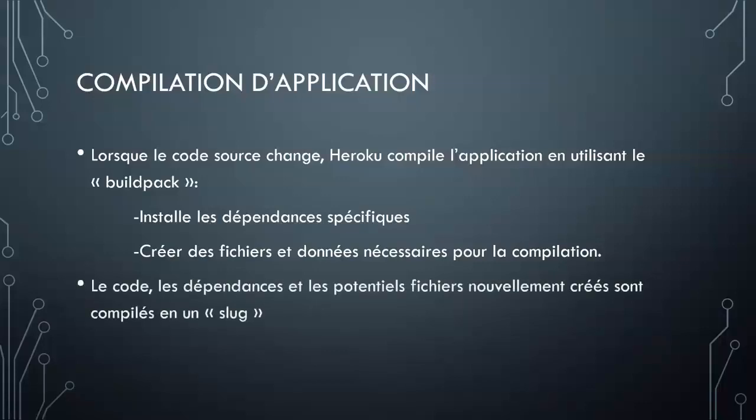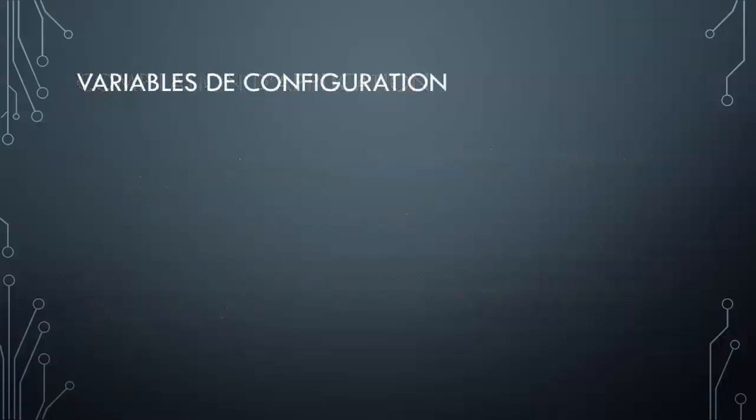After that, the build pack finishes it with a slug. When it has finished its work, it's time to inject the configuration variables. They are often identification information or environment variables. They are then accessible with the current code.